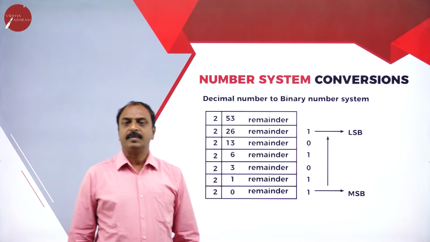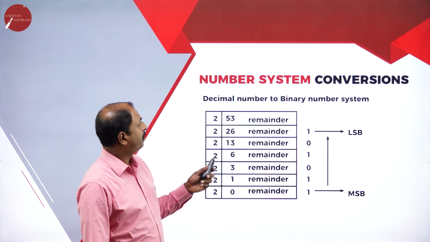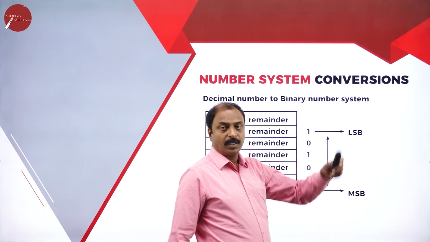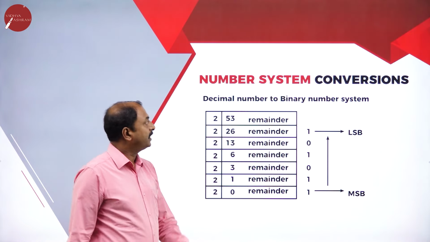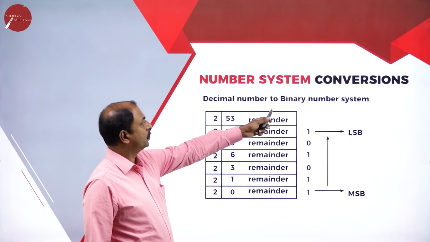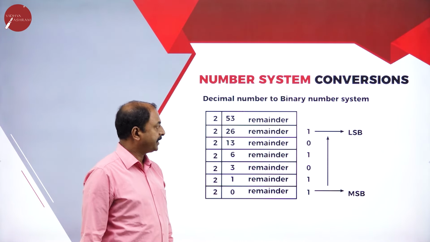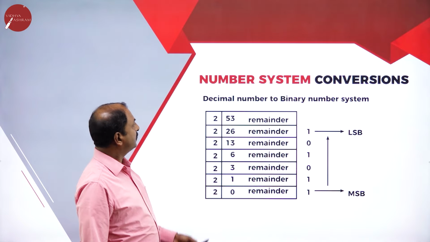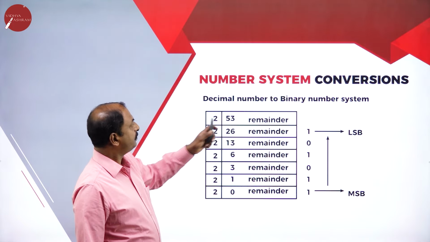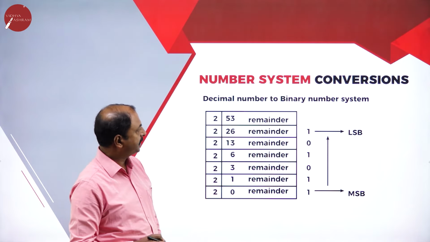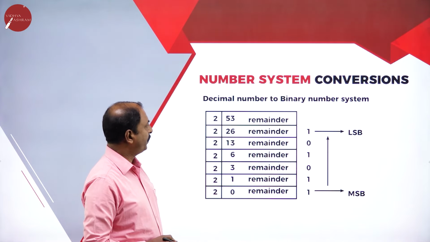So, this is number conversion. First, we have to convert the given decimal number into the binary number system, or we have to express the given decimal number in the binary number system. So here, look at the example now. This is the decimal number system and here in the example, the given number is 53.